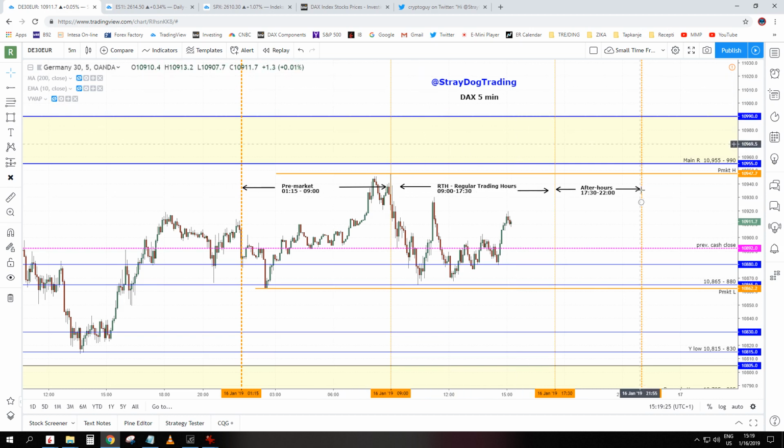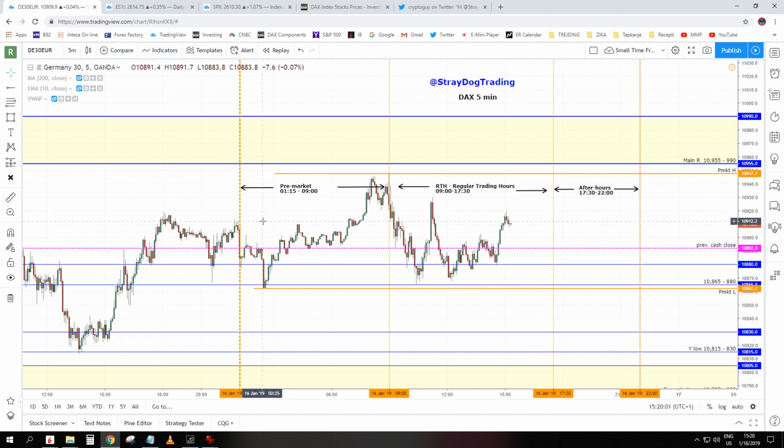So DAX here has pre-market hours from 1:15 to 9 a.m., regular trading hours from 9 to 5:30 p.m., and after that until 10 o'clock is after hours. So futures look like this, from here to here. We will use pre-market low and pre-market high from futures for CFD trading, not from CFD brokers that are offering 24-hour trading, because futures have this pause between 10 p.m. and 1:15. There is no trading there.